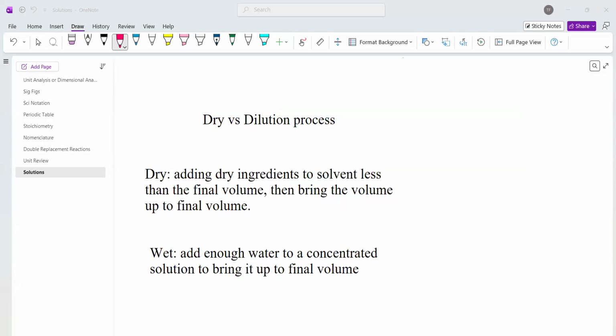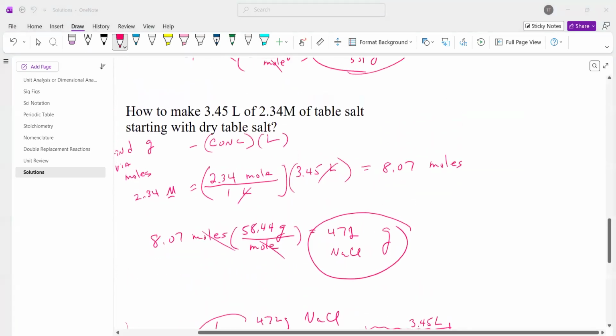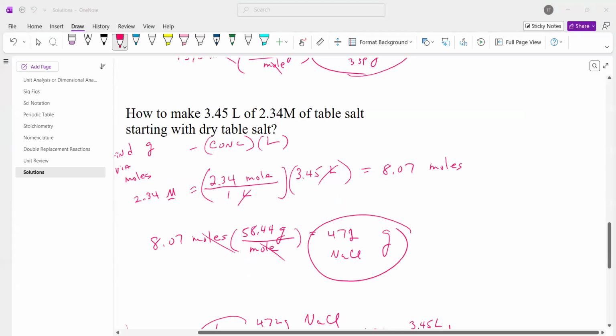Yesterday we walked through some solution problems. I want to discriminate now between two ways to make a solution. Yesterday was the dry process. Dry meaning we added dry powder of the solute into the water solvent.